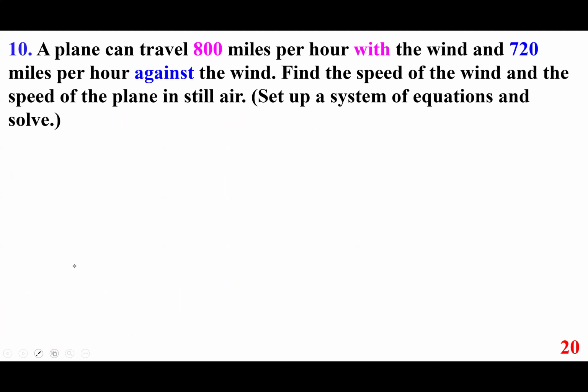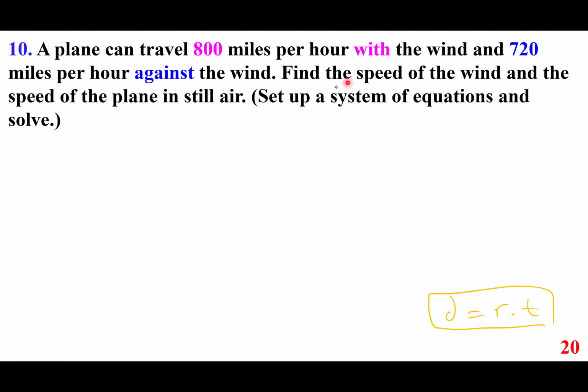This is a motion problem. A plane can travel 800 miles per hour with the wind and 720 miles per hour against it. Find the speed of the wind and the speed of the plane in still air. And ultimately, this is the concept: distance is rate times time. That's the concept in any event.